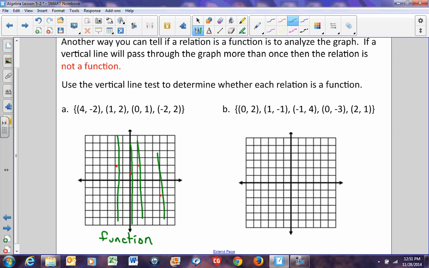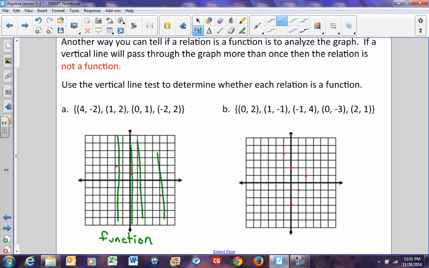Let's look at the second one over here. And I'm going to still use red and green. Nice Christmas colors anyway. 0, 2, over 0, up 2. 1, negative 1, right 1, down 1. Negative 1, 4, left 1, up 4. 0, negative 3, left and right none, down 3. And 2, 1, over 2, up 1.